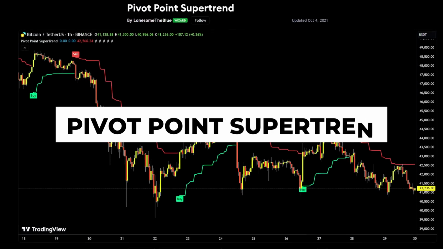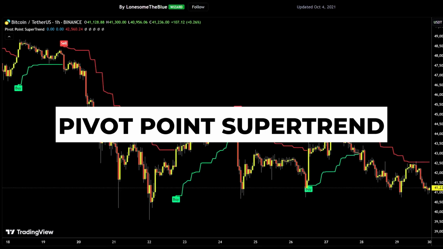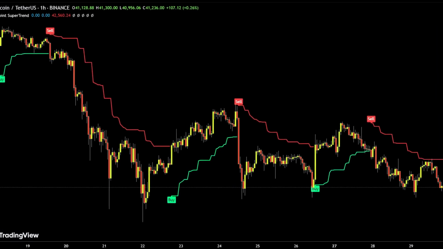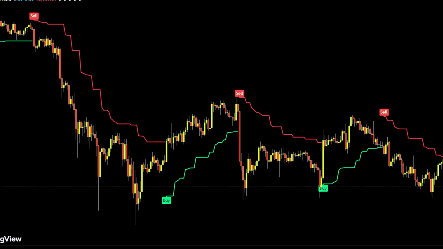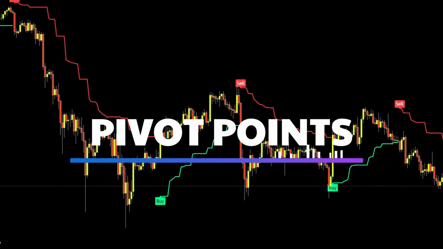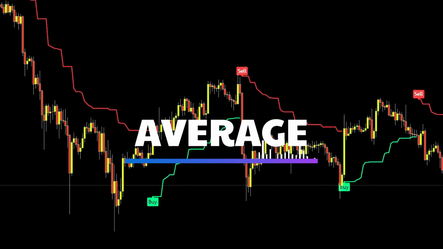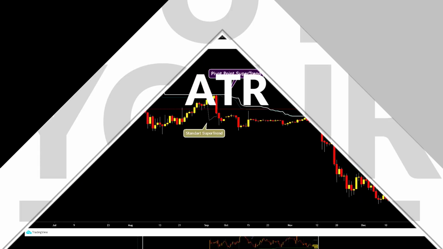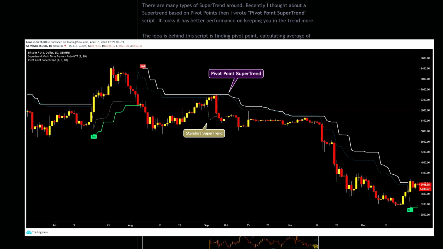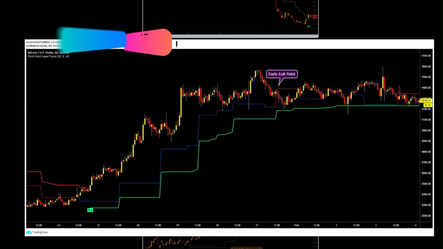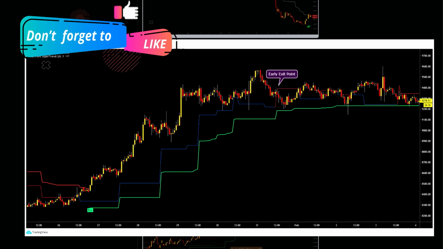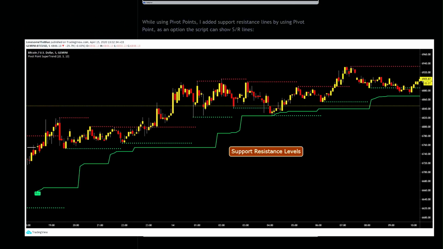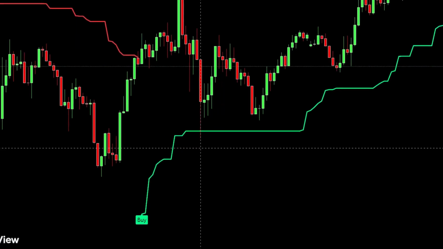The pivot point super trend indicator has shown great performance in keeping you in the trend for longer periods. Its unique algorithm calculates pivot points and then finds the average to create higher and lower bands using the average true range, or ATR. The script also gives weight to past pivot points, which helps smooth out the results. And if you want, you can even display the pivot points directly on your chart for a more visual representation of this powerful tool.